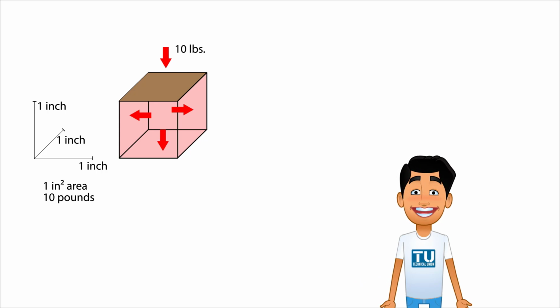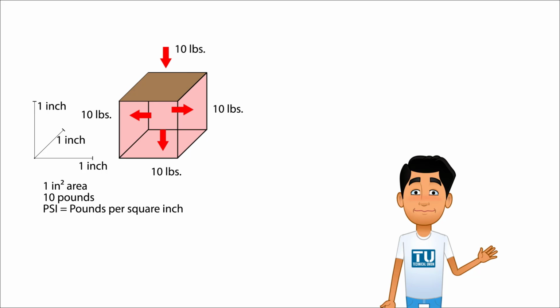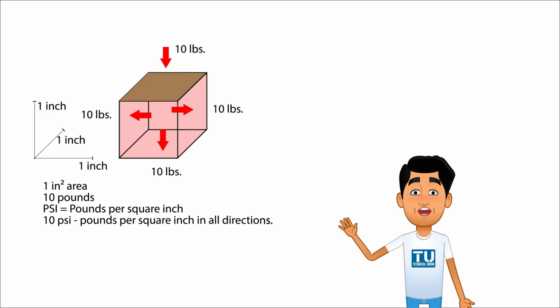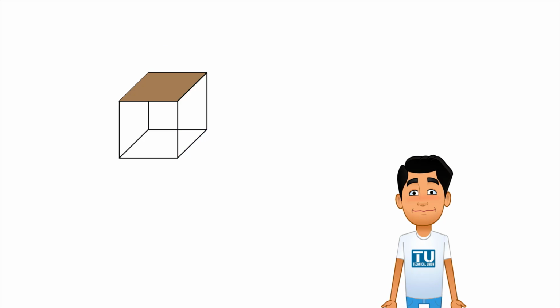If you apply 10 pounds of force pushing down on the lid of the container, you will get 10 pounds of force pushing in all directions against the walls of the container. The units to measure pressure are PSI, meaning pounds per square inch. In this example, we will have 10 psi of pressure pushing in all directions.